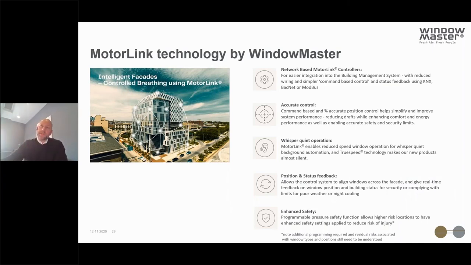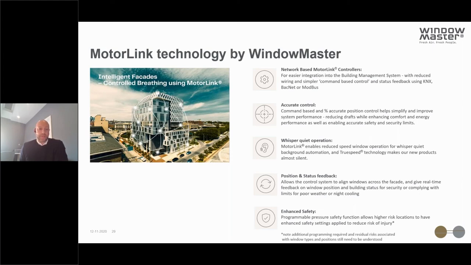I suppose the biggest difference between MotorLink actuators and other standard actuators is that, rather than just powering windows open and closed, MotorLink gives the opportunity to talk to the windows. So we use network-based controllers, which allow the control system then to talk to the actuators. It's very, very accurate. They can send windows to a specific percentage position, and they can also get feedback from those actuators as well. For example, if they've been overridden, or to know that the windows are closed at the end of the day for security purposes.